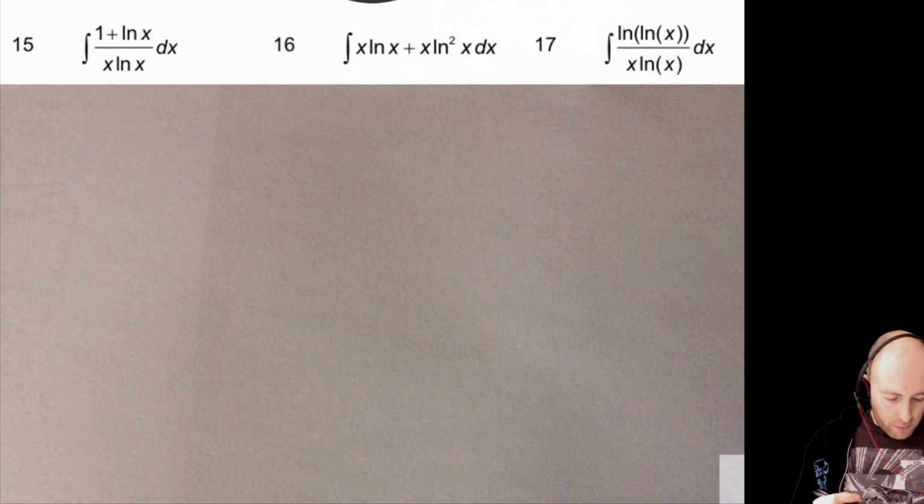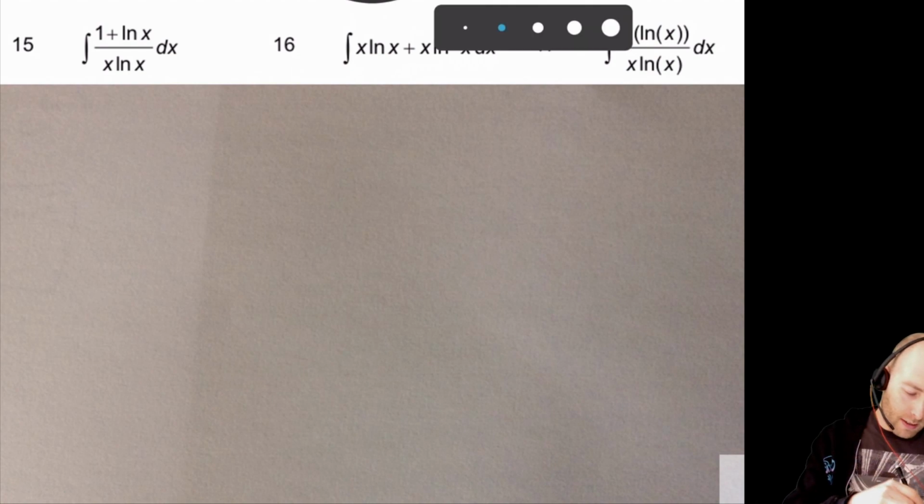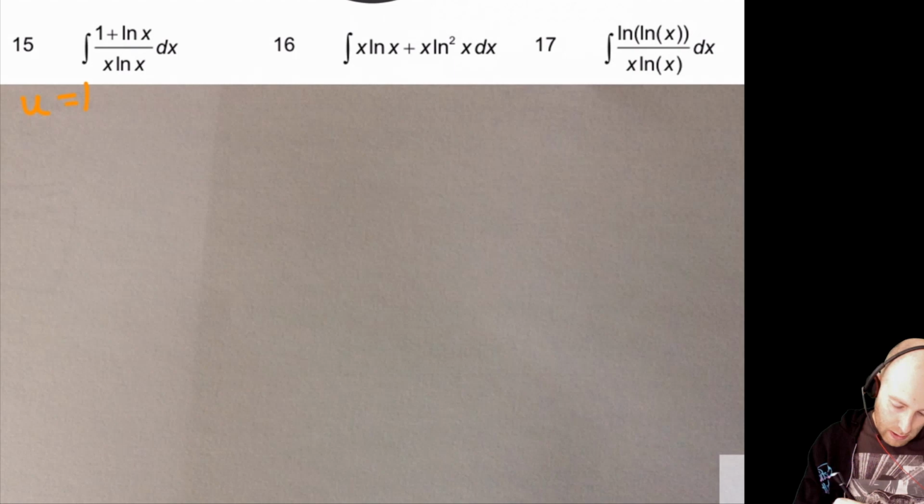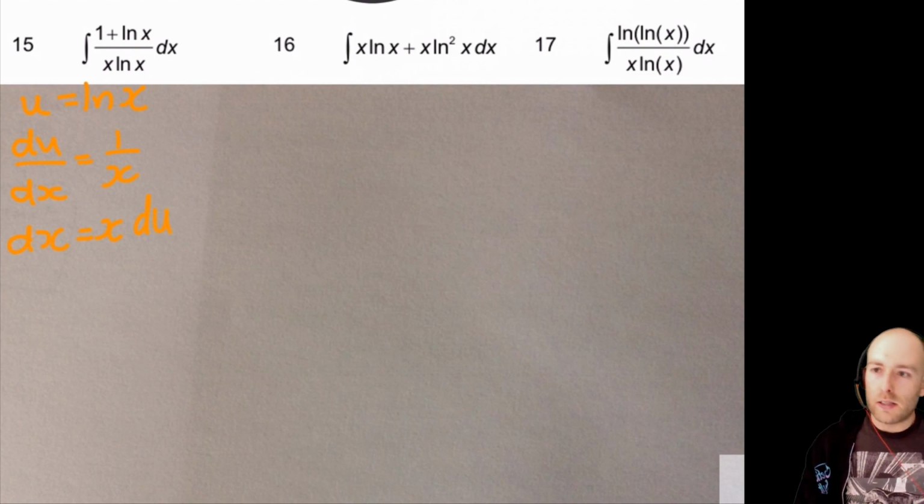So we got ln of ln x over x ln x. I'm going to do this by substitution, I think. Might be faster. We'll do both methods. So u is ln x. So du dx is 1 over x. So dx is x du. Okay, let's put it all together.